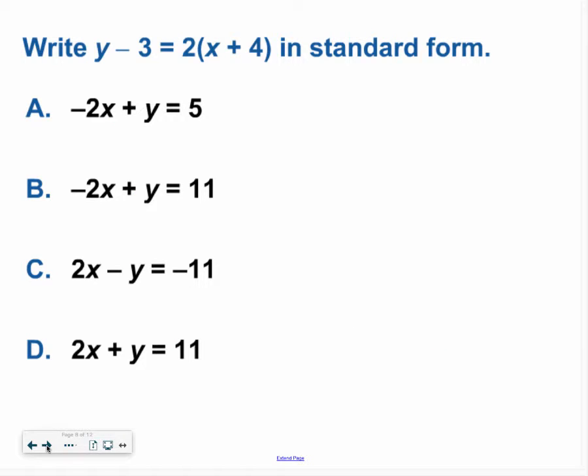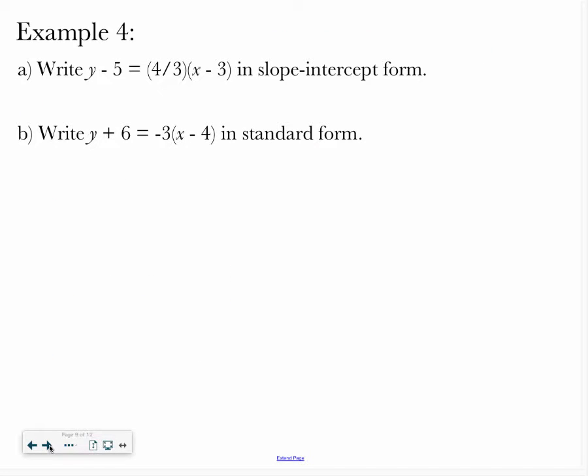Go ahead and try this one on your own, see how you do. Hopefully you ended up with 2x minus y equals negative 11. If not, be sure to ask for some help. Let's look at example 4.